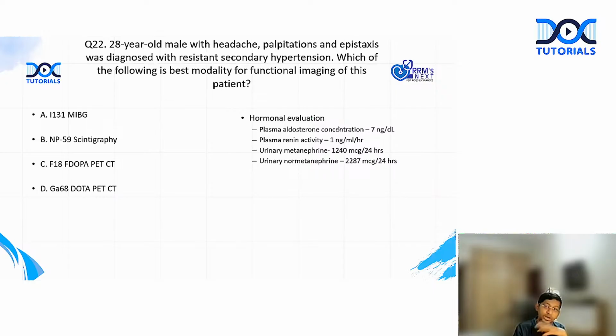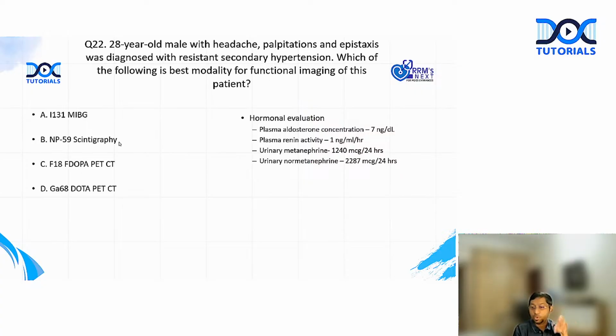On the other hand, urinary metanephrine and normetanephrine are elevated. So this is a classical diagnosis of a pheochromocytoma or a paraganglioma. So what is the best modality for functional imaging of this patient? I-131 MIBG, NP59 scintigraphy, F18 F-DOPA or a gallium-68 DOTA PET. So the correct answer here, NP59 scintigraphy is not the correct answer.